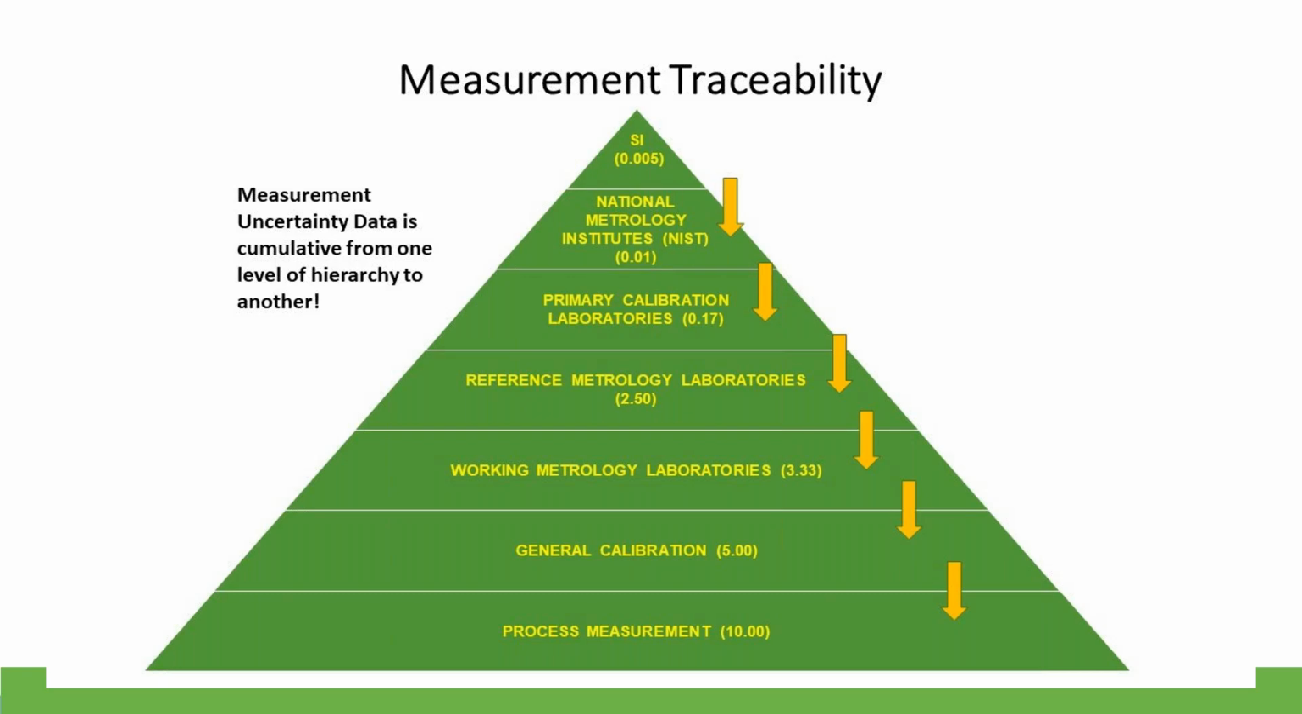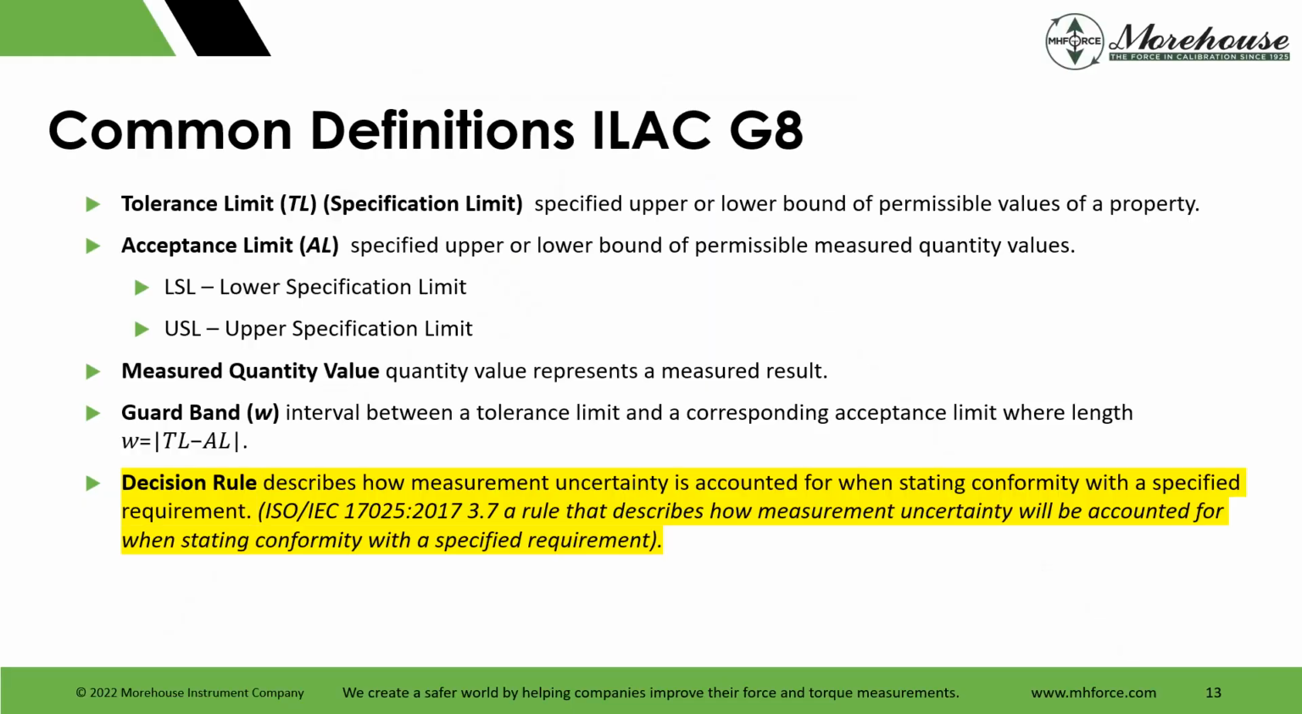But the big point here is that measurement uncertainty data is cumulative from one level to the next level of the hierarchy, which means if you come to Morehouse and the best we can do is 0.17, because we're a primary laboratory, your uncertainties cannot be better than that. They can only be worse. And that's the documented unbroken chain of calibrations. The reference is very significant in that aspect.